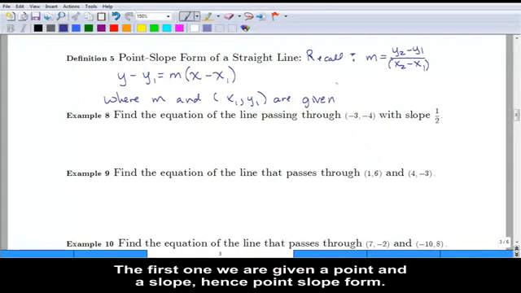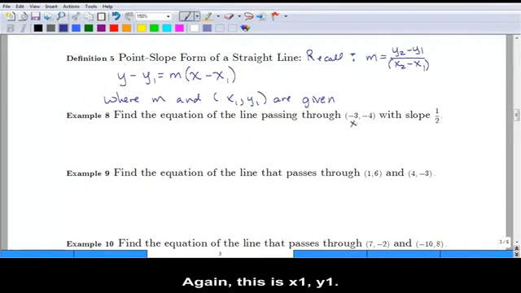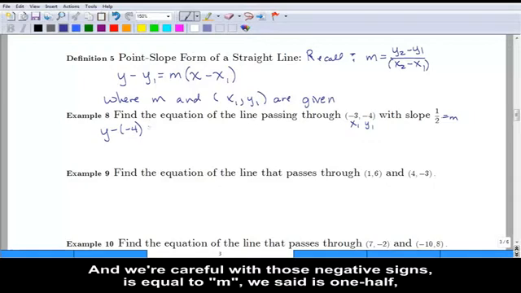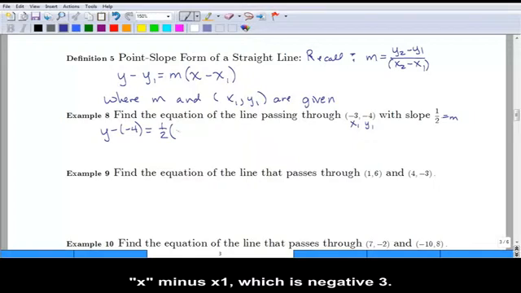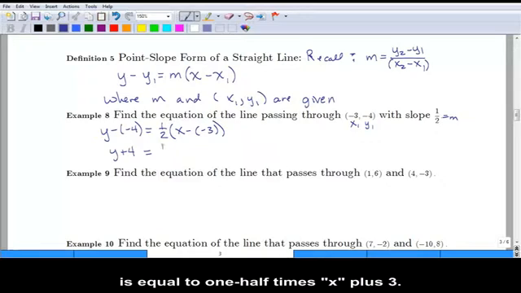The first one, we are given a point and a slope, hence point-slope form. And from there we can plug directly into the formula. Again, this is x1, y1, and this is our slope. So if we plug it into our formula, we get y minus y1 is -4, and we're careful with those negative signs, is equal to m, we said, is 1/2 x minus x1, which is -3. So if we simplify here, we end up with y plus 4 is equal to 1/2 times x plus 3.